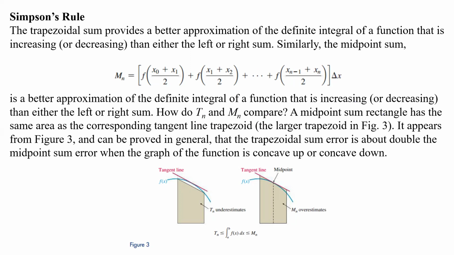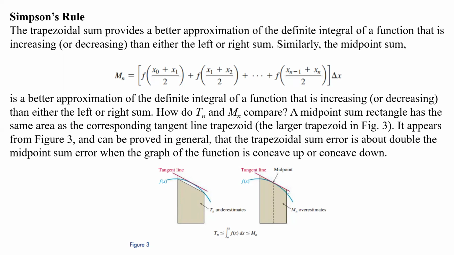Well, a midpoint sum rectangle has the same area as the corresponding tangent line trapezoid. Think about that. So our midpoint is here, and the tangent line is going to be always above. Whereas before, it was just wherever it happened to be. Sometimes it was below, sometimes it was above, depending on the shape of the curve.